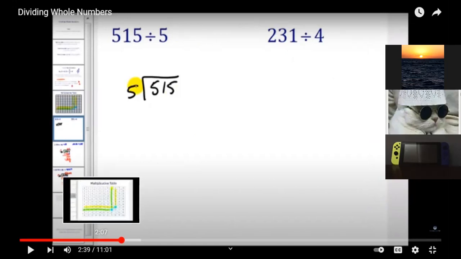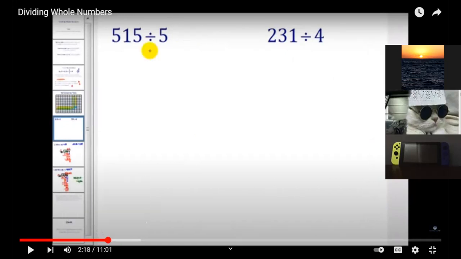So let's do the first question here. It's 515 divided by 5. Let's know how to do it, and then we are going to solve some questions in our book. Let's set this up in long division form.